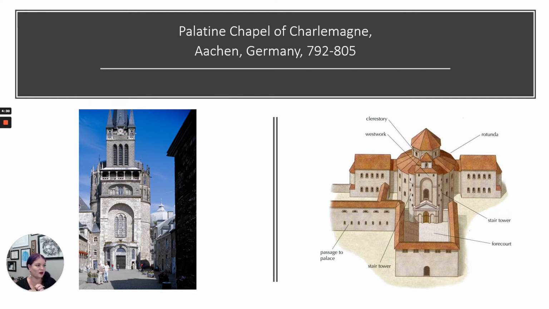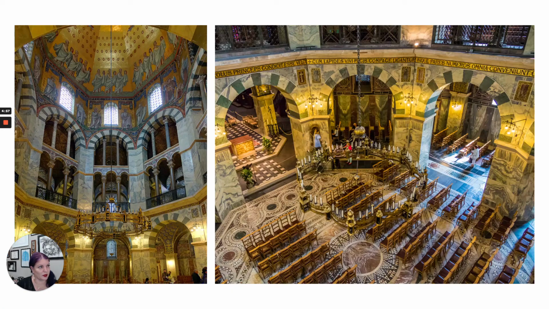So this foreshadows westwork, when we see westwork really become its own. The towers are connected to the building, but you can see them expand beyond, whereas here they're integrated into the narthex, into the entryway. So we have the spiral stair towers on either side, but they aren't clearly separate towers yet. So we see that development a little bit later.